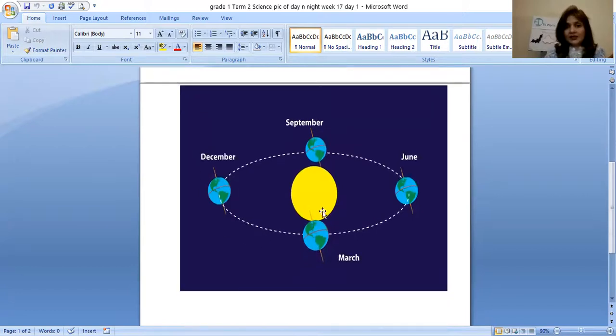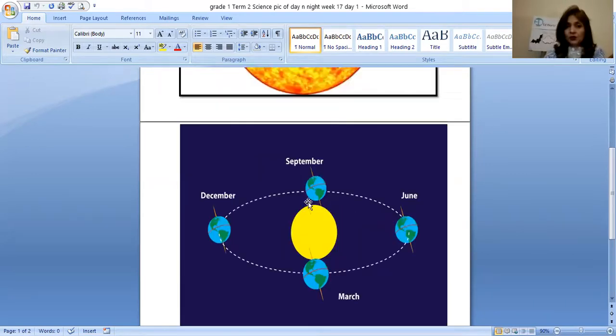Now, you can see this is Earth and how it is passing by. It is over here in the month of March, it's here in June, away from the sun. September, again, it is nearer to the sun. December, again, it's away from the sun. So when it is away from the sun, these are the months actually. So we will have different weathers over here.